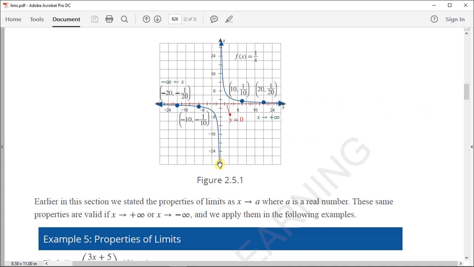And the same argument in reverse. If I get on this part of the graph and I go back towards negative infinity, the graph's getting closer and closer and closer to 0.